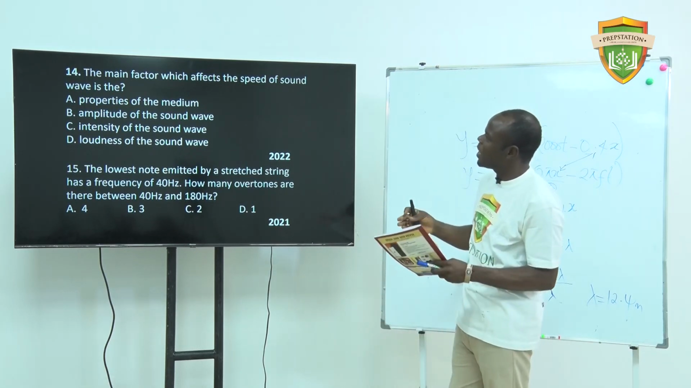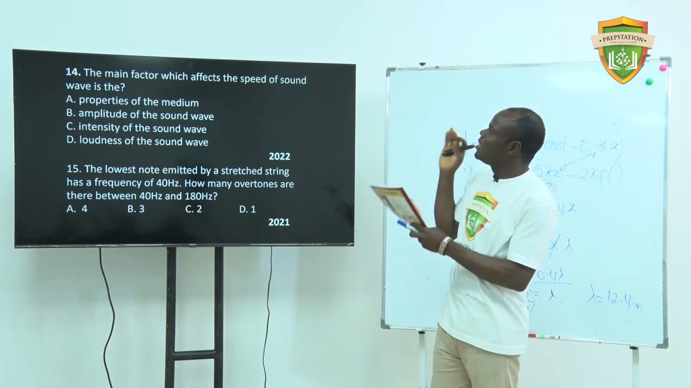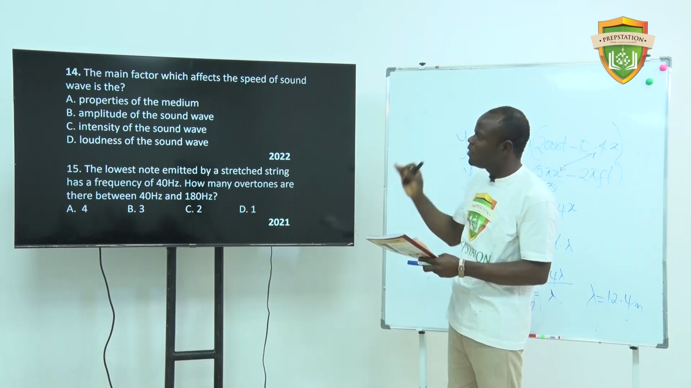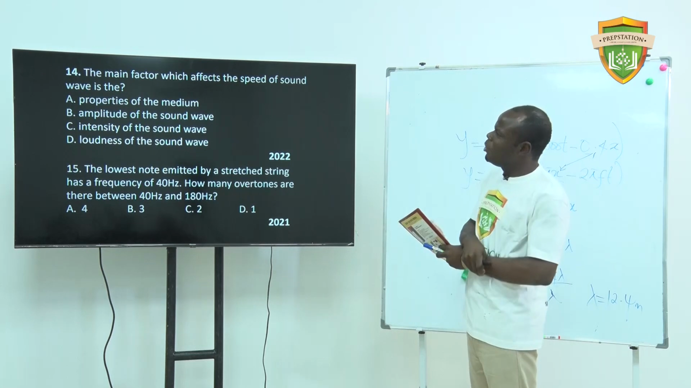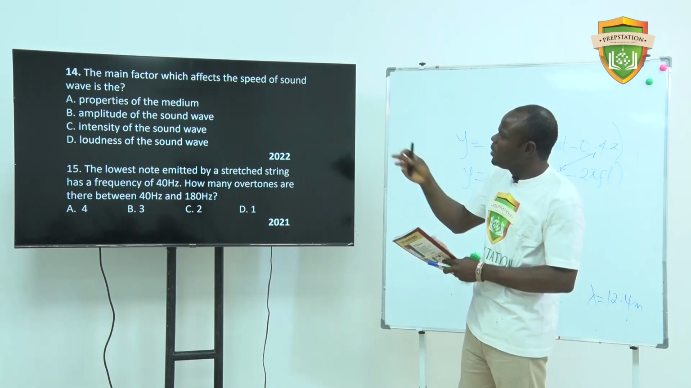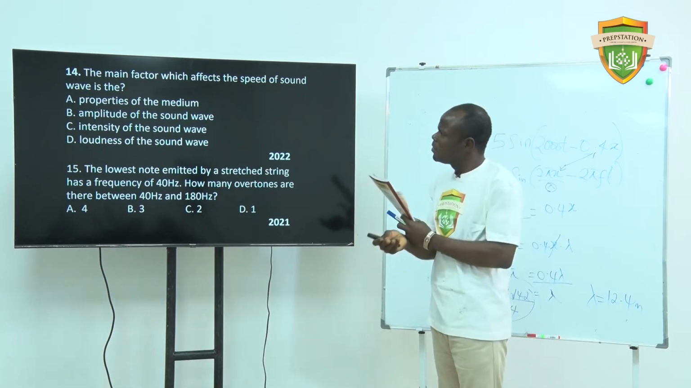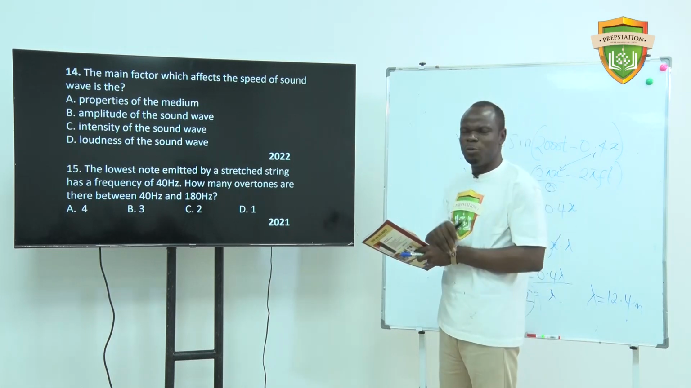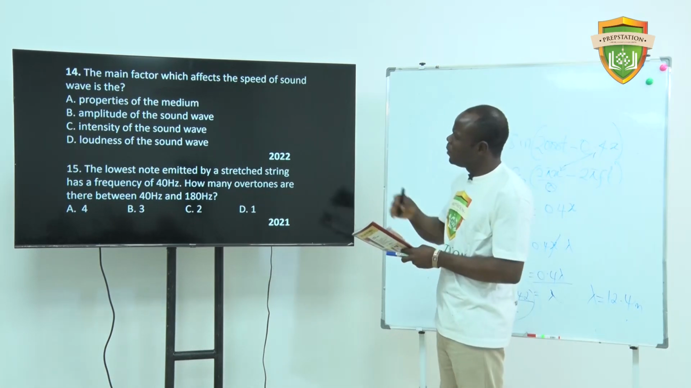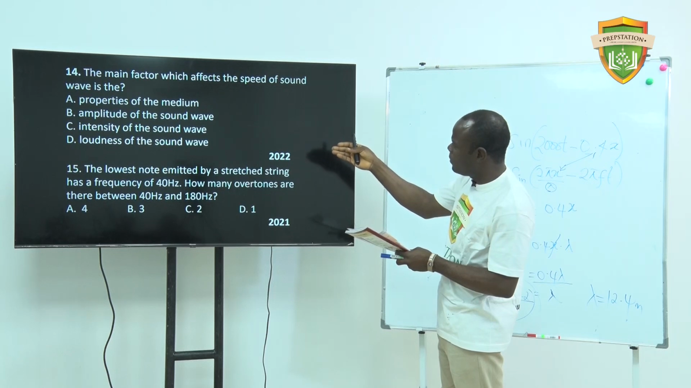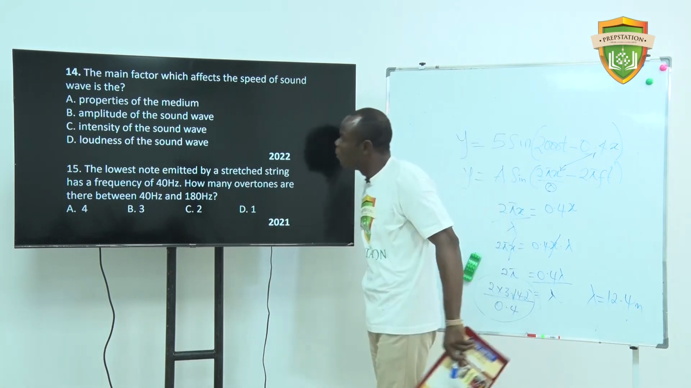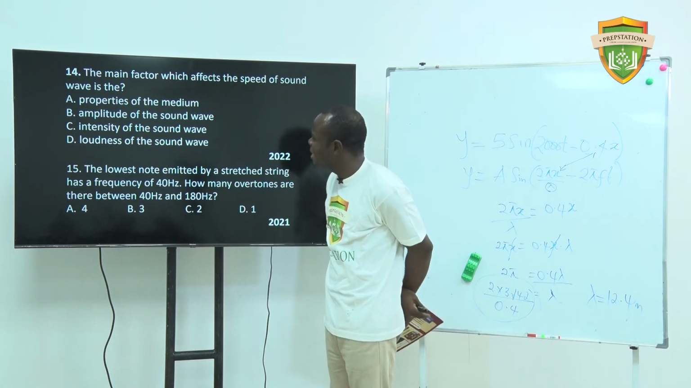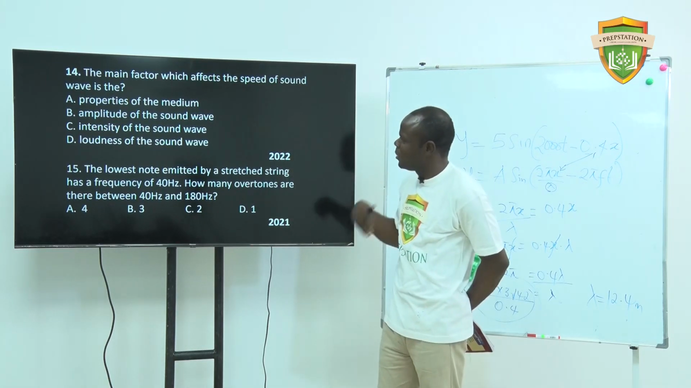It said the main factor which affects the speed of sound wave is the dash. So let's look at the options that we're having. Could it be the properties of the medium? Could it be the amplitude of the sound? Could it be the intensity of the sound wave? And the last option is what? Loudness of the sound wave. So let's begin to eliminate them one after the other.